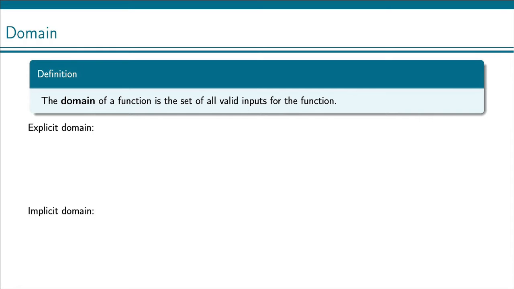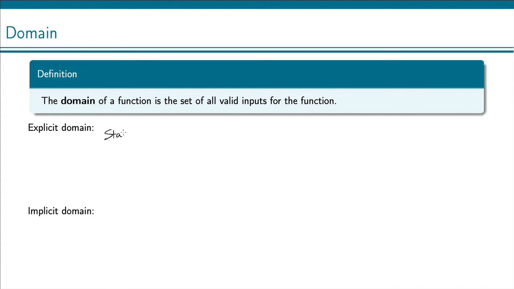The domain of a function is the set of all the valid inputs for the function. Okay, anything that you are allowed to plug in. Now, there are two types of domain that we're going to talk about, because you may have a function, but even though certain values might work when you plug them in, they don't work because of what the function represents. Okay, so the explicit domain is a stated domain.